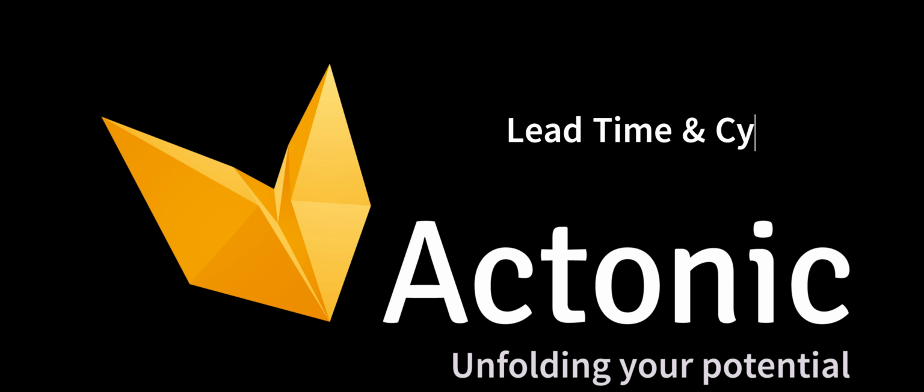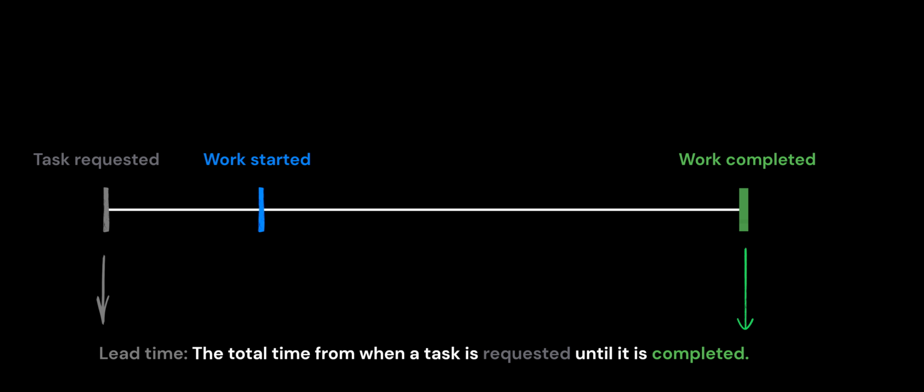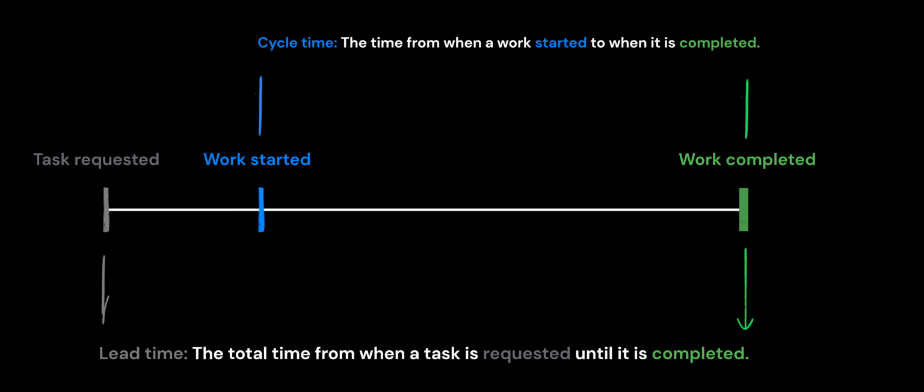So what are lead time and cycle time? Imagine a task being requested by someone. At some point, someone begins working on it and later the work is completed. Lead time is the total duration from when a task is requested until it is completed. Cycle time is the duration from when work begins until it is completed.